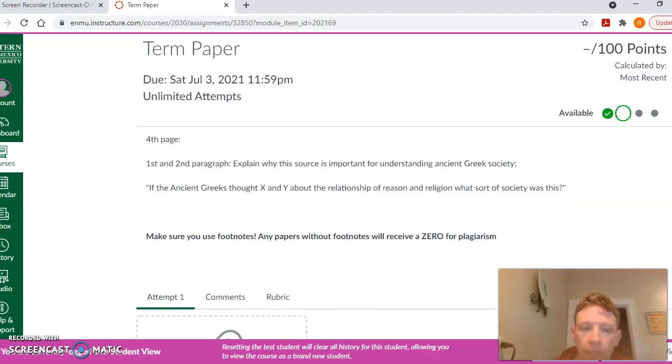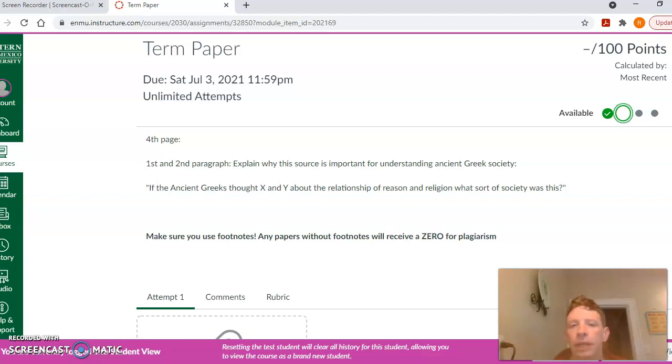Then on the 4th page, I want you to talk about why this source is important for understanding ancient Greek society. If we know that this source teaches us that education was important at this time and that there were wars or political disturbances going on at this time, what does that teach us about what the ancient Greeks were like?